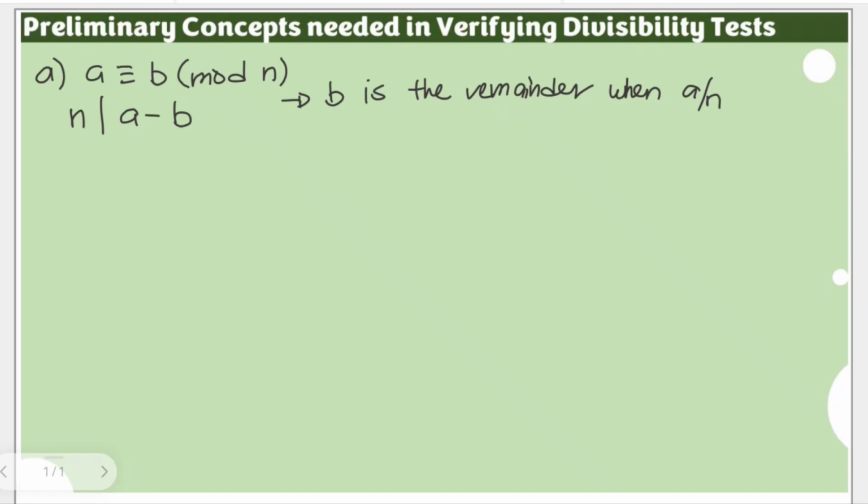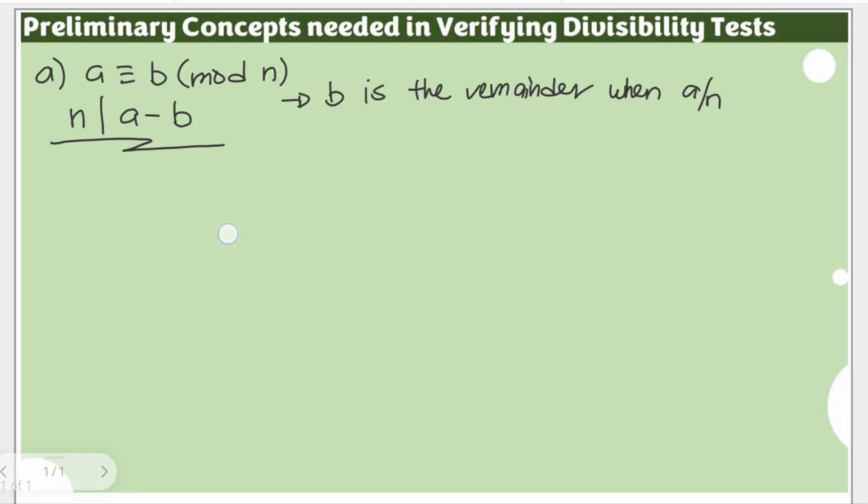Now, this is the first background concept, because we need to really understand what A, B, and N represent. N is our divisor, A is an integer, and B is the remainder when that integer is divided by N. Or we could also say that N divides A minus B.